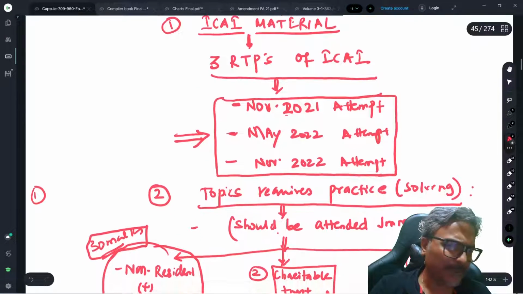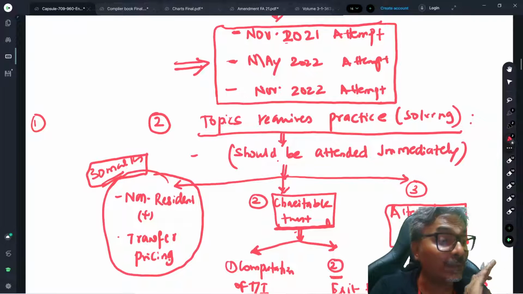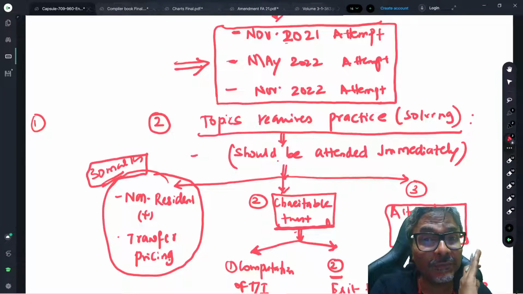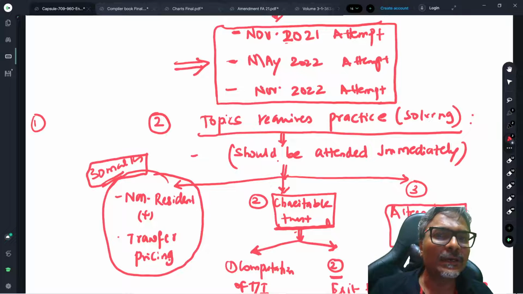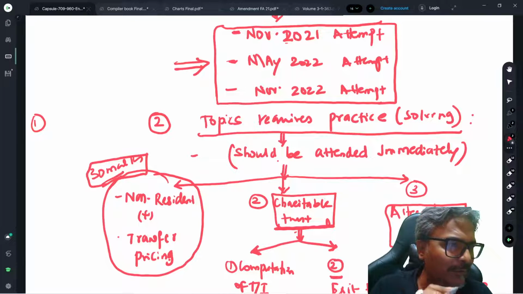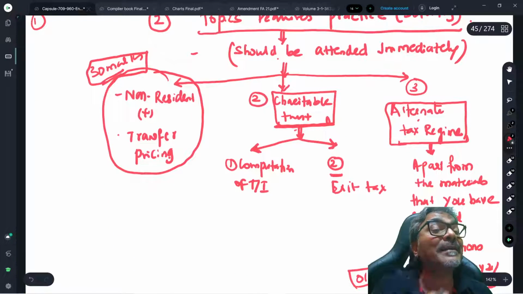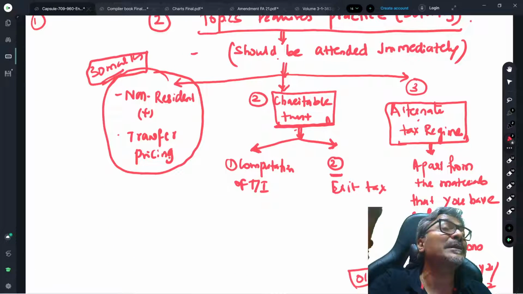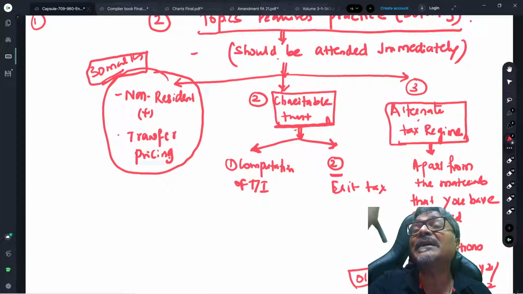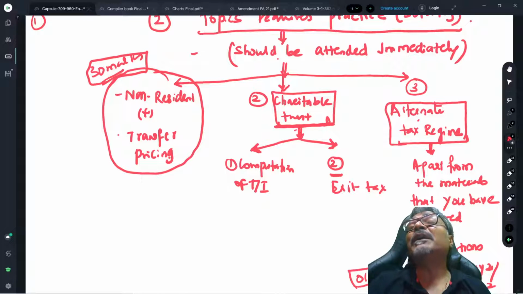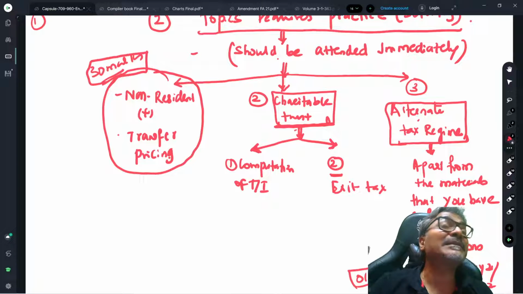This is the 3 RTPs. I told you already, you have to do it without fail. These 3 RTPs are the topics which require practice, solving, practice, 30 marks. I told you why we have to practice NR and transfer pricing, because even if the questions are easy, ICI don't give you full marks because your presentation is pathetic. You cannot write the provision properly, and because of this inability on the part of the students to write the provision properly, ICI don't give you full marks even if the question is simple.